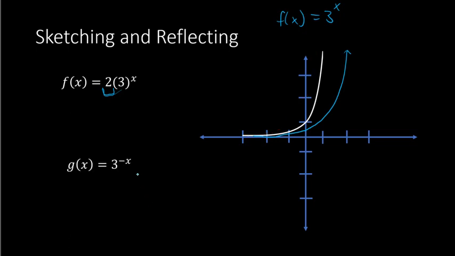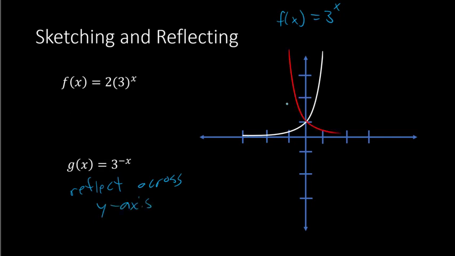Next we have 3 to the negative x power. So the exponent is a negative number. Well, what that's going to do is reflect the graph across the y-axis. All right, so when you do that, we've done this in the past, but it's going to look something like this right here. So if you're trying to sketch that by hand, you would have to find a point on the original graph.